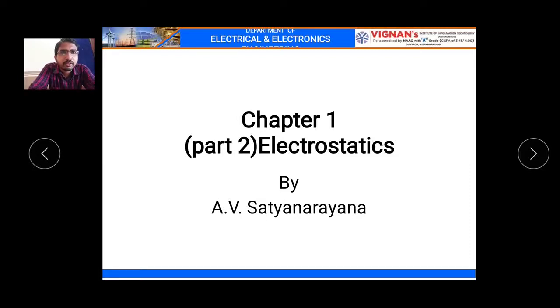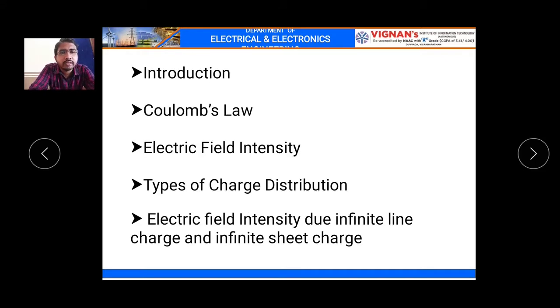Welcome friends. Let us discuss part 2 of our chapter 1, that is electrostatics. Here we will deal with the introduction about charges and Coulomb's law, which discusses the force of attraction or repulsion between the charges, and electric field intensity, types of charge distributions, and electric field intensity derivations due to infinite line charge and infinite sheet charges.